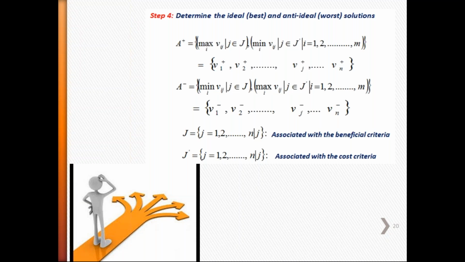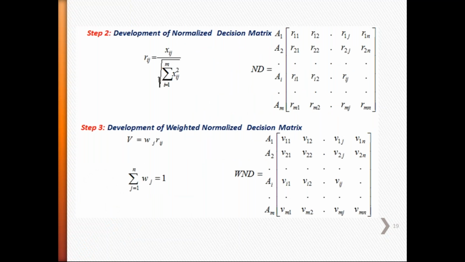Understand? So how to determine, since each and every alternative is evaluated corresponding to different criteria C1, C2 up to Cn, there should be some criteria values for A plus and A minus. So how to decide those criteria values? Now you see the WND, that is the weighted normalized decision matrix. The first column is criteria C1. The second column, criteria C2. Understand?